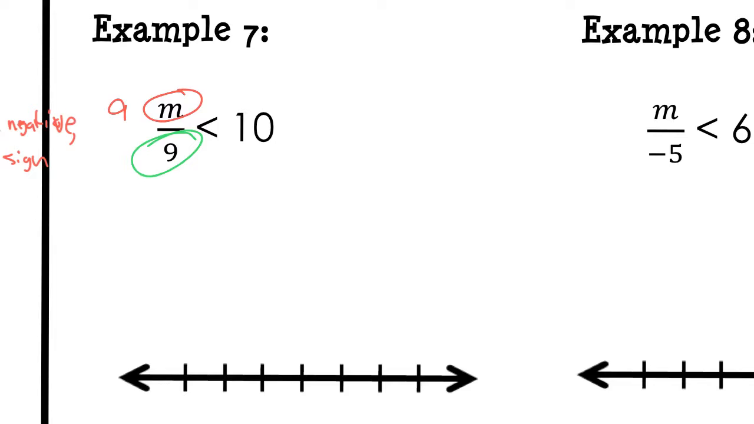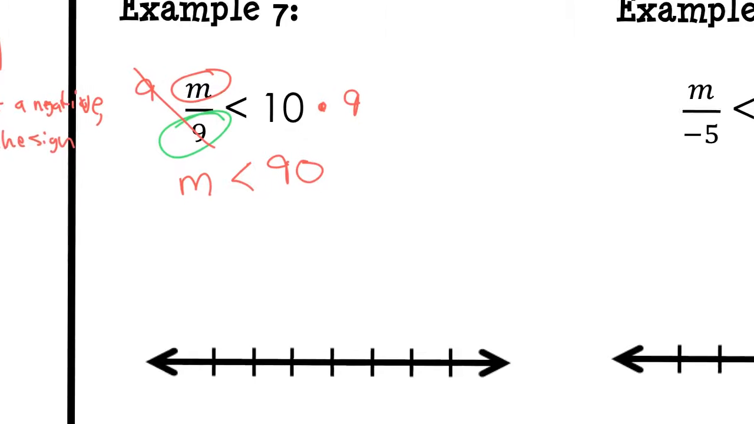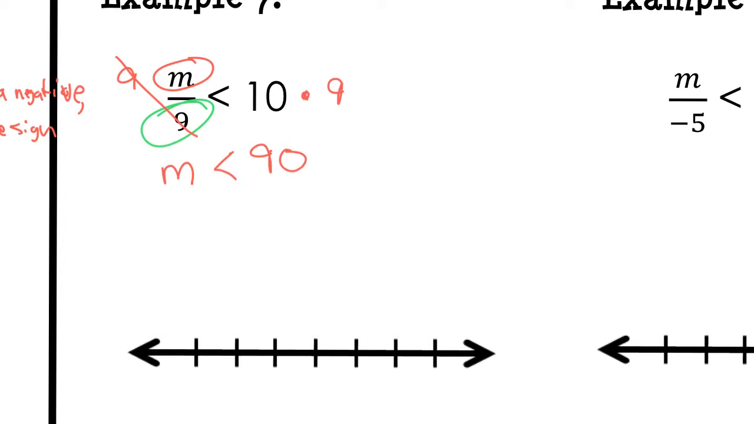Well, if I put 9m over 9, these just cancel each other out and I'm left with m. So m is less than 10 times 9, which is 90. I didn't flip the sign, and I didn't flip the sign because we weren't dealing with a negative. If we were dealing with a negative, we would flip the sign. So make sure that you keep that really clear as you're working. So m is less than 90.